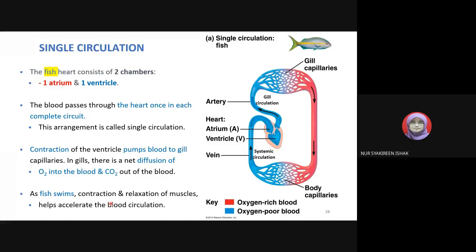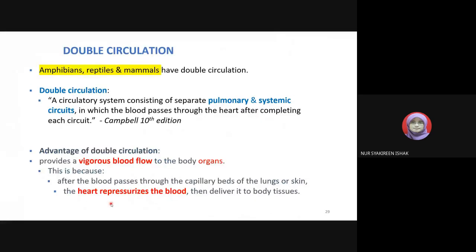Next, double circulation. For double circulation, you have more active organisms. More active organisms depend on double circulation. Examples are amphibians, reptiles, and also mammals. So they have double circulation.